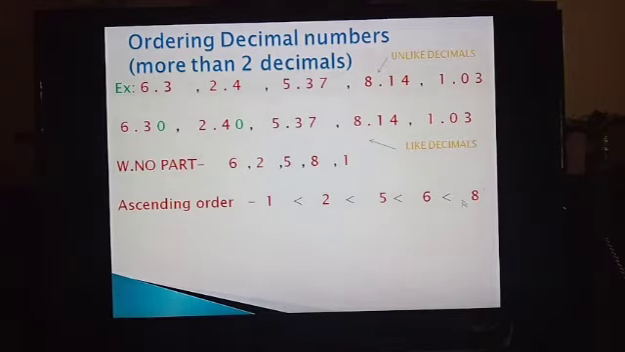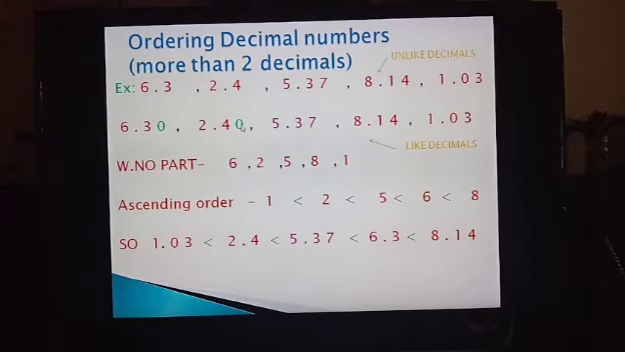See, this is the ascending order of the whole number parts of these decimals, children. Now, the ascending order of these decimals: among those with whole number part 1, which decimal comes first? 1.03 comes first. Next, with the whole number part 2, where is 2? Here, 2.40, also 2.4, because after converting them into like fractions we got 0.